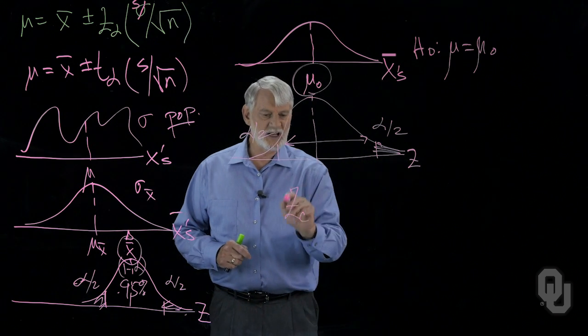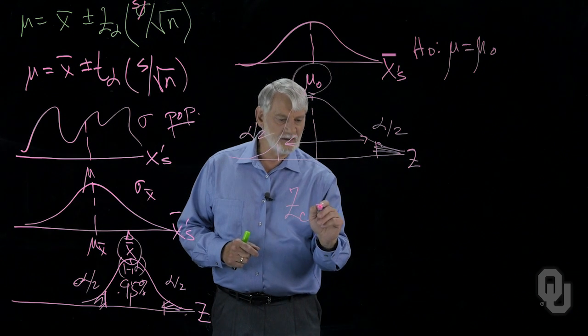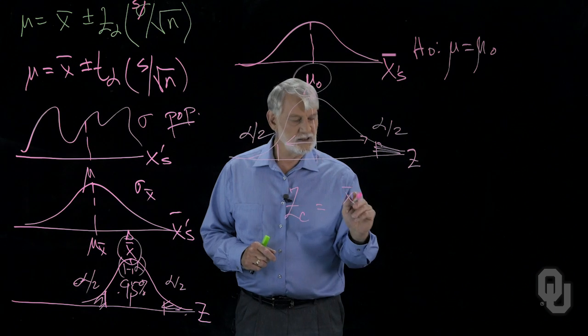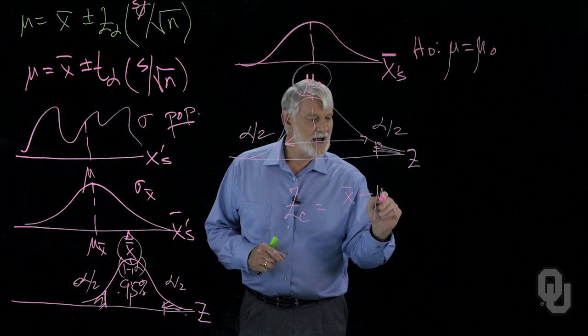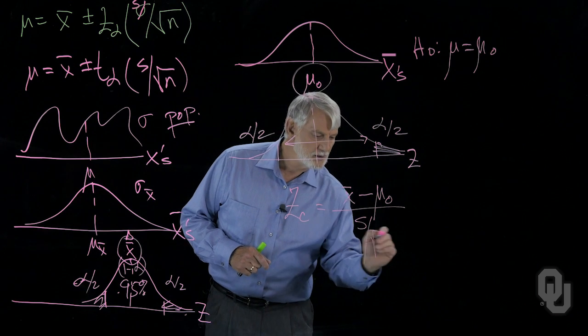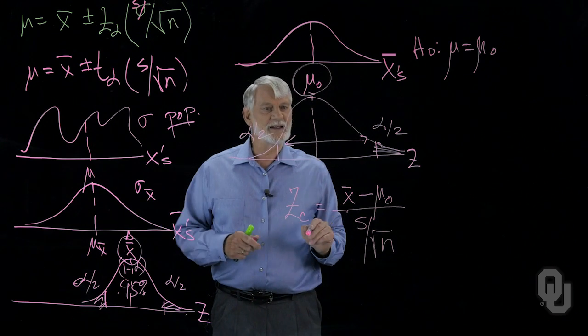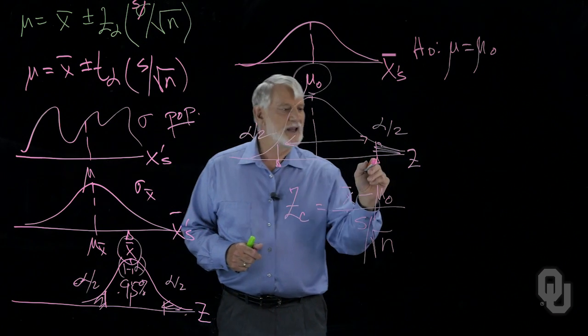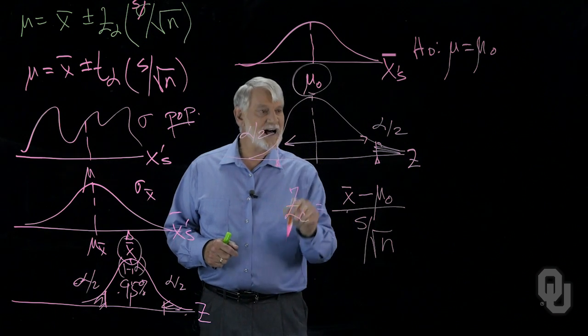Zc. In this case, Z stands for Z calculated. It's equal to X bar, our sample mean that we found, minus the hypothesized value, divided by S over the square root of n. This value here is called the critical value, and it's determined by the Z alpha. Okay?